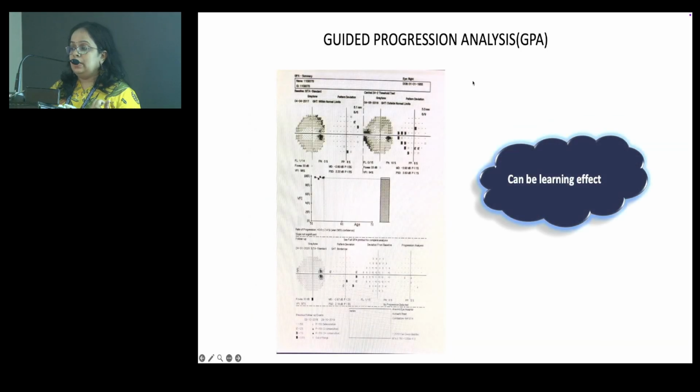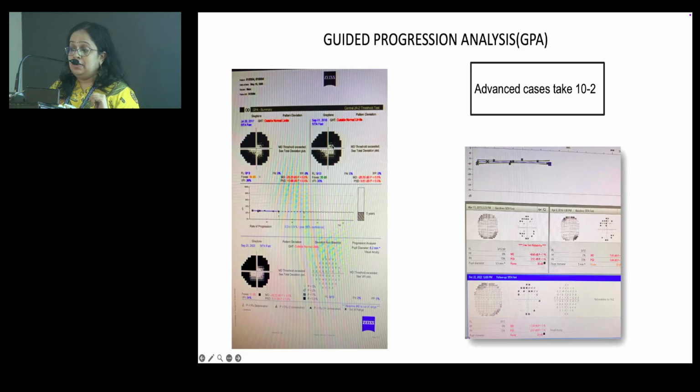And also if you see here, compared to the baseline field, the latest field is improving, so there can be a learning effect also. If you feel that there is a learning effect, the newer field after the learning effect should be taken as the baseline field so that you get a correct rate of progression. And here, in very advanced glaucoma, the 24-2 is almost touching the baseline. So in such cases, the 10-2 field should be taken as the basic field for analyzing the rate of progression in advanced cases.